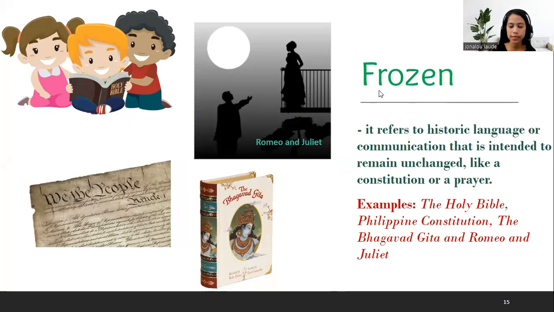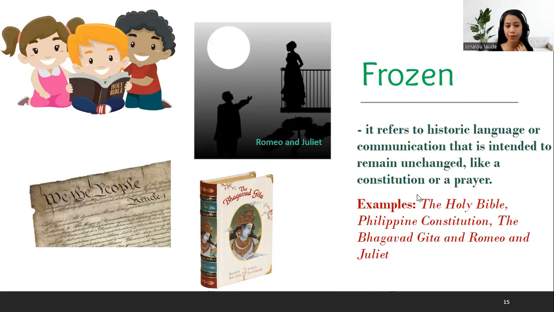Okay, so frozen register refers to historic language or communication that is intended to remain unchanged, like a constitution or a prayer. Examples are the Holy Bible, the Philippine Constitution, the Bhagavad Gita, as well as Romeo and Juliet. When we say frozen, these are things that cannot be changed. From the word itself, froze, it cannot be changed. The way you read the Holy Bible now is just the same as how you read it a long time ago. That's what we call frozen registers of written language.